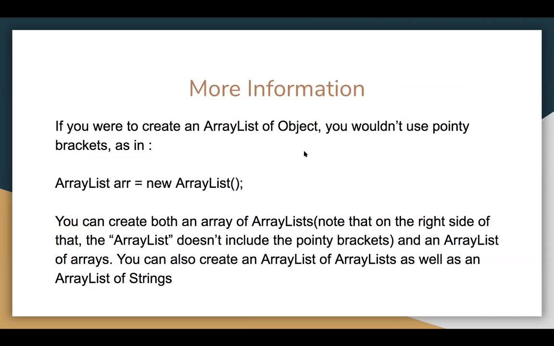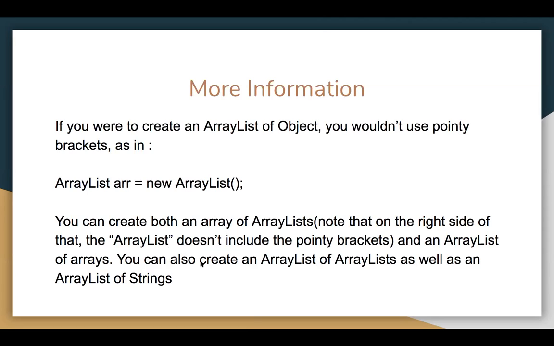So more information before we go on to what you can do with array lists. If you want to create an array of array lists, you wouldn't use pointy brackets as in something like this. So this is just a note if you ever wanted to do that. But just note that you don't have pointy brackets on the right side, and you just have ArrayList arr equals new ArrayList, and parentheses, semicolon. So you can create an array of array lists, and just note that on the right side of that, the ArrayList doesn't include the pointy brackets.